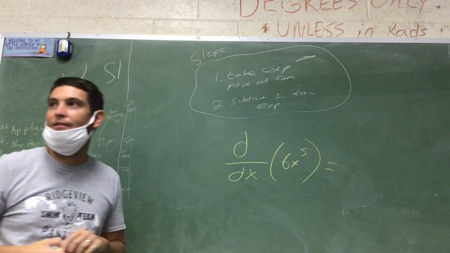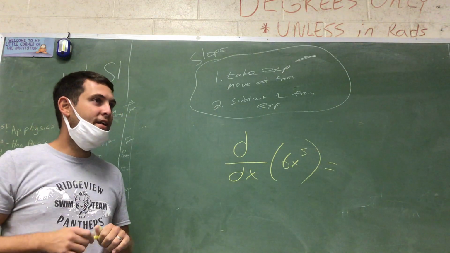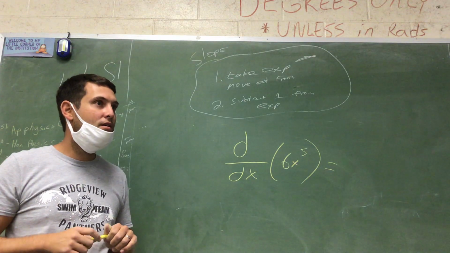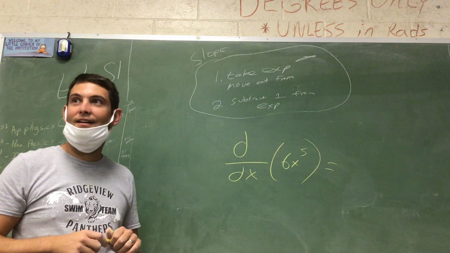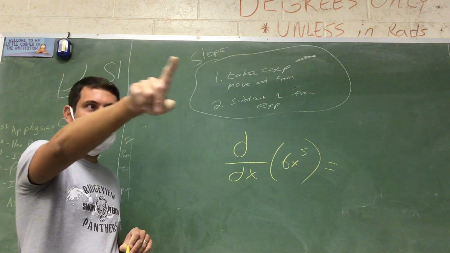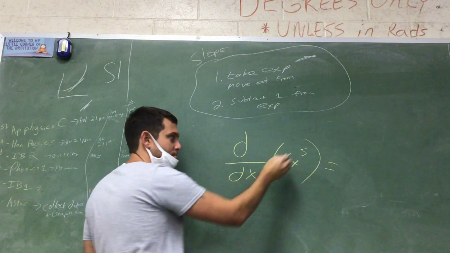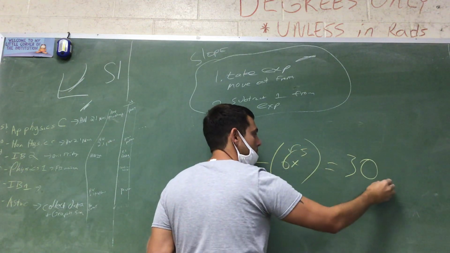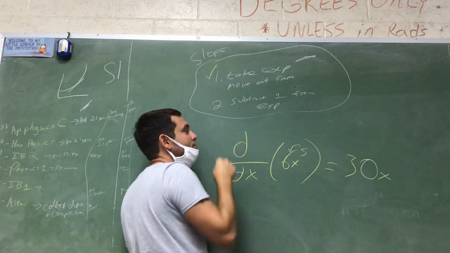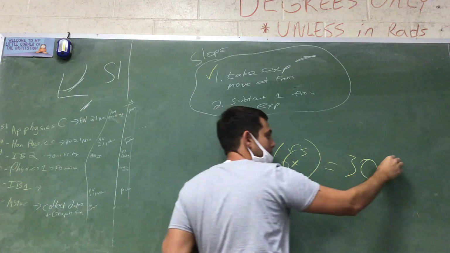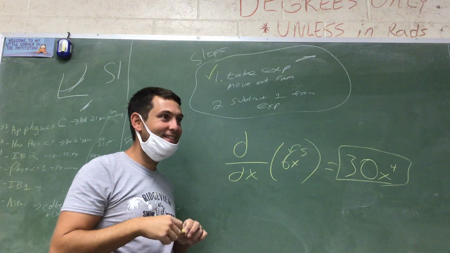What's our derivative? 30x to the power of 4. Is it? No. Why not? It doesn't look right. All right, hold on. Peyton, walk me through. How am I going to take this derivative? 5 times 6 is 30x. Then what? That's step 1. 4. That's what he said. Yeah. And look, if you were right, it sounded good.